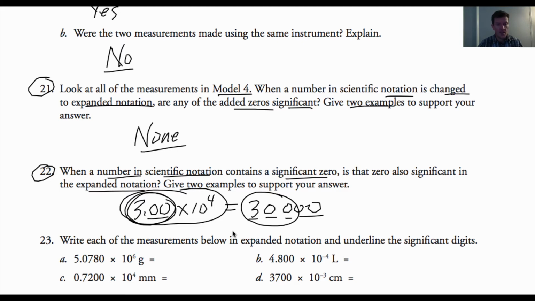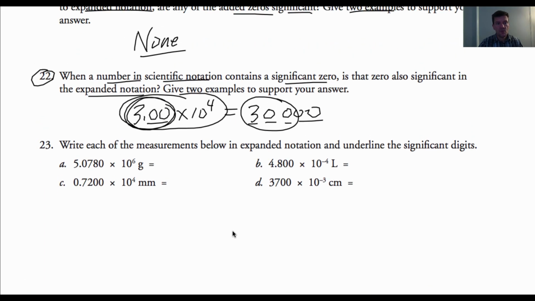And number 23, write each of the measurements below in expanded notation and underline sig figs. So if we are to expand this, it's really simple. This is going to be a large number, a positive power of 10. I'm going to move this decimal point 6 places to the right to make a big number. 1, 2, 3, 4, and then I have to fill in some placeholders. 5, 6. So that's 5,078,000, and all of these numbers here are significant. Those last 2 are not.